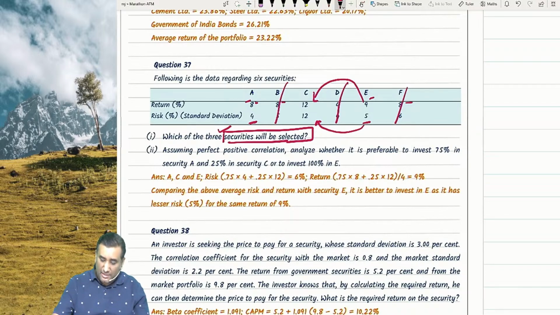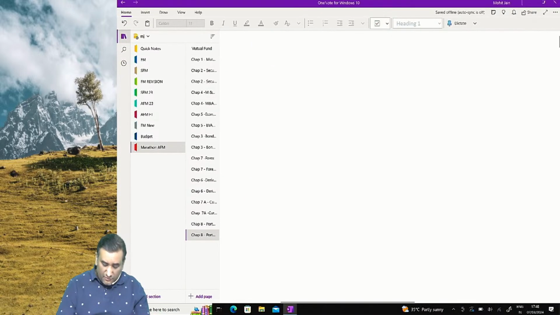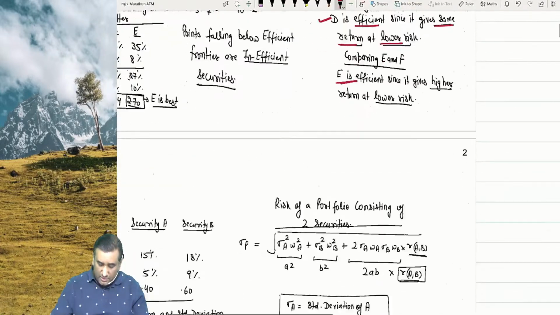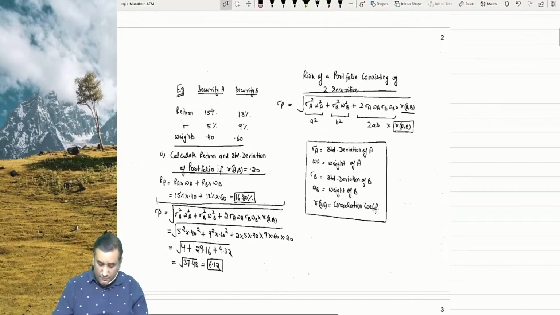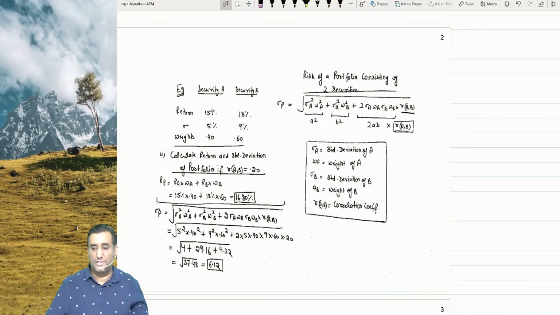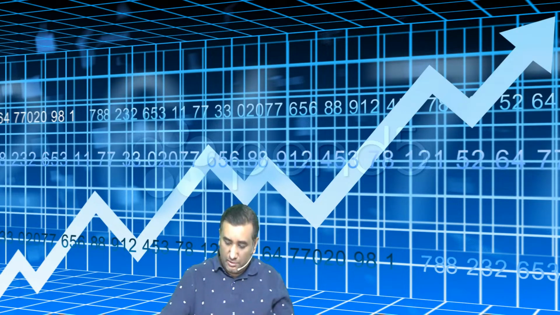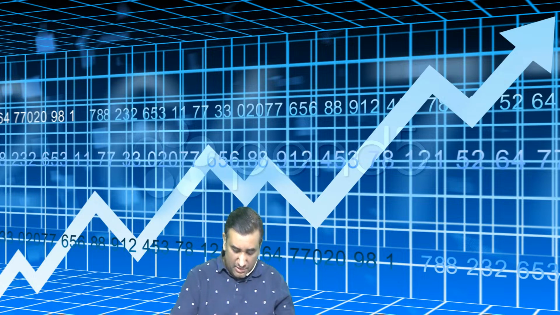And then for the second part, let me discuss with you a formula of portfolio. In fact, let's look at the first part answer. I'll show you. Want to copy down the first part answer. The slide could be there.